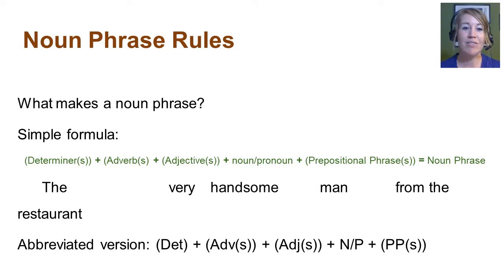So what makes a noun phrase? Well, it's any determiners, plus any adverbs that are used to describe the adjectives that are used to describe the noun or pronoun, plus maybe a prepositional phrase. You haven't learned prepositional phrases yet, that's coming up. All of that can make a noun phrase. So I've built a noun phrase for you as an example with all of those elements: the very handsome man from the restaurant, and I can say goes home.